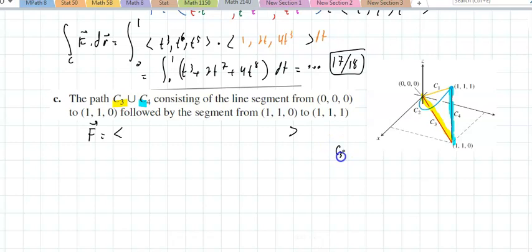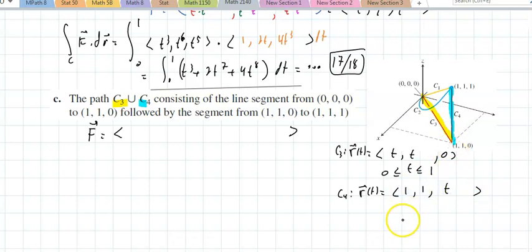For C3, I notice R is... so Z is on the floor. I'm going to go T and T and let T run between 0 and 1. And for C4, I'm going to say R of T is... and let's see how that works. So X is 1, Y is 1, and Z varies from 0 to 1. There are more than one way of doing this.